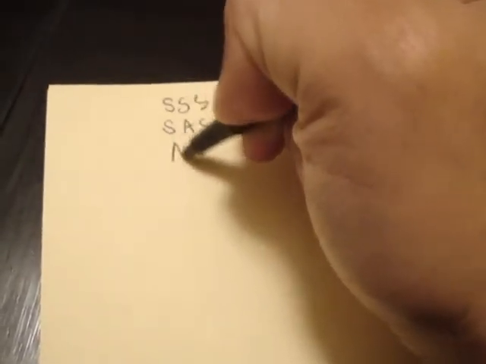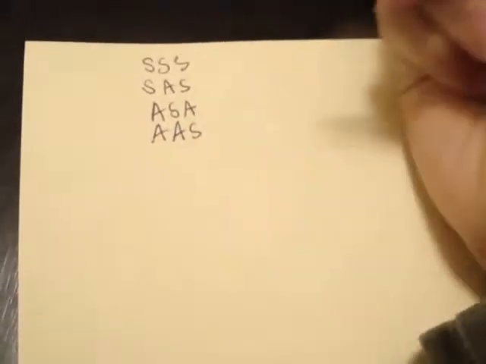So we've already learned 4 ways to prove that two triangles are congruent to each other. We've learned, and you don't need to write these down, but I'm just going to review: side, side, side; side, angle, side; angle, side, angle; and angle, angle, side.